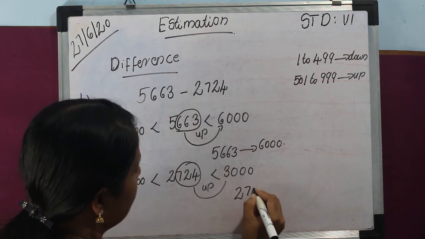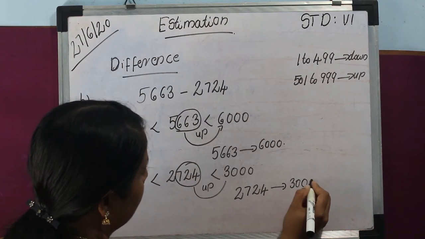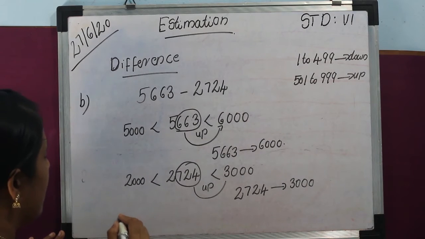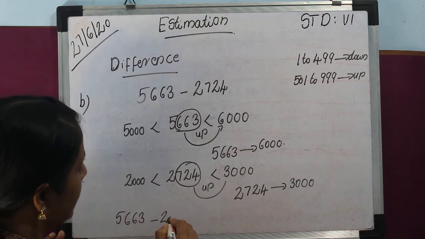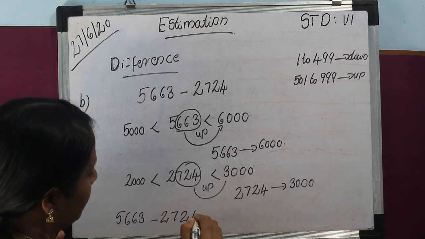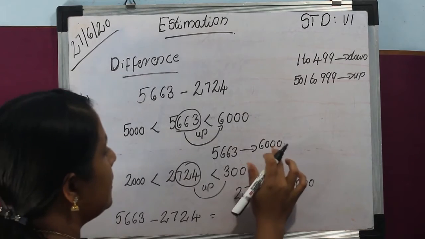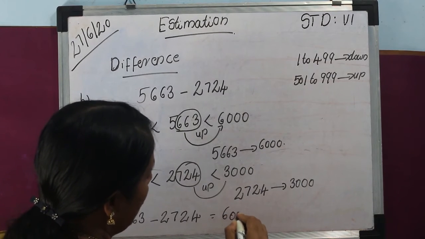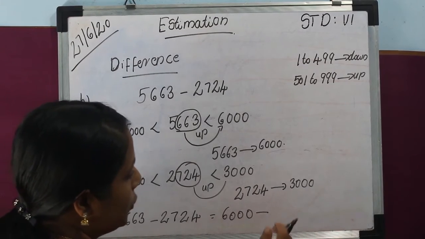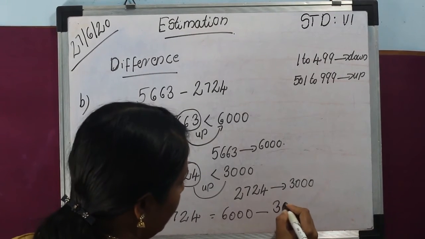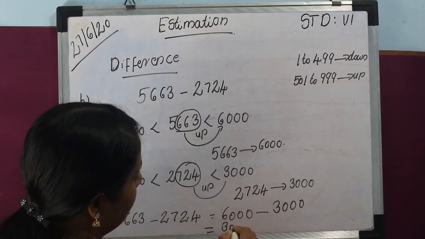So write, 2724 is rounded up to 3000. Next we write the question 5663 minus 2724 equals. In the place of 5663 we get the number 6000. Then 6000 minus 2724 is rounded up to 3000. Then write 3000. Therefore 6000 minus 3000 equals 3000.